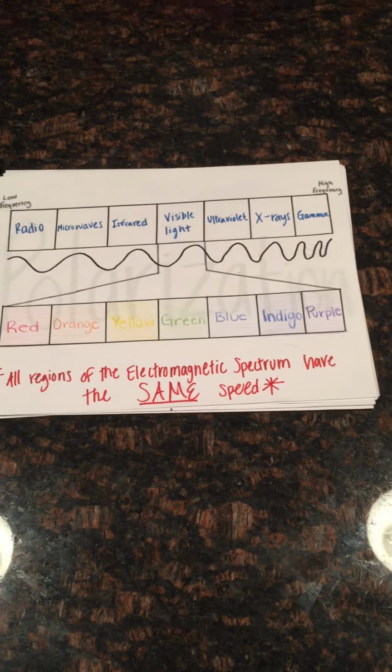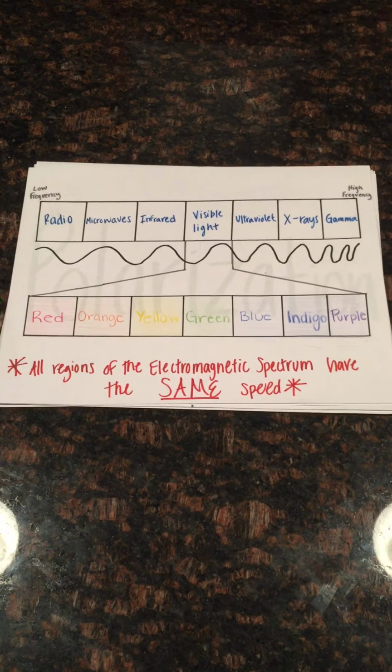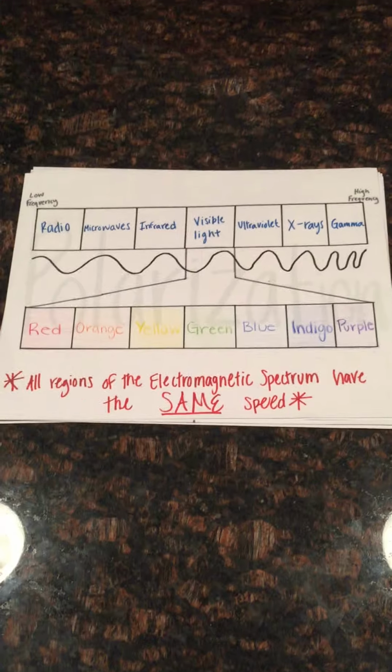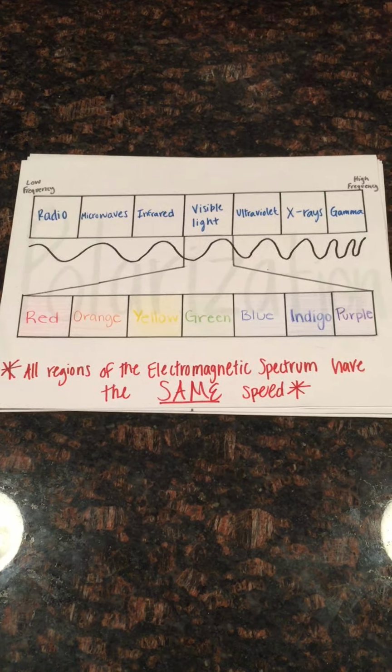For example, radio waves have the longest wavelength but the lowest frequency. Gamma waves have the shortest wavelength but the highest frequency. Within visible light, red light has the longest wavelength of all the colors of light, and violet has the shortest.